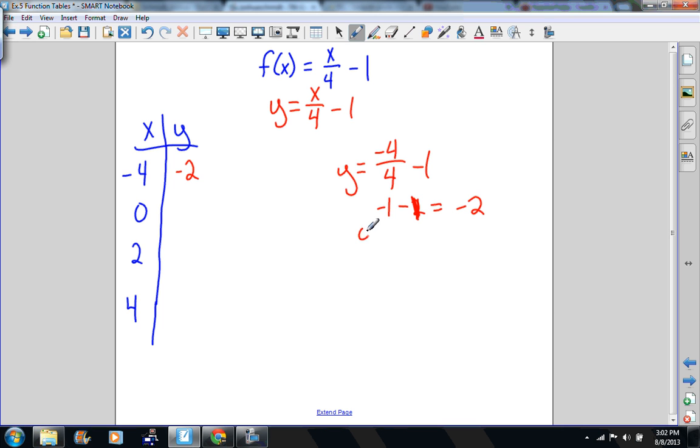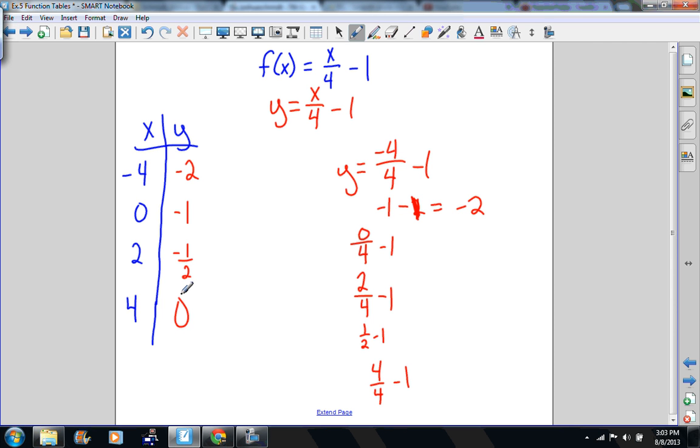For the next one, we can do 0 divided by 4 minus 1. 0 divided by 4 is 0. 0 minus 1 is -1. And now, once again, because we don't have a consistent table, we can't do the shortcut like we'd like to do. So we have to do 2 divided by 4 minus 1. Well, 2 divided by 4, that's 1/2. 1/2 minus 1 whole will be -1/2. And finally, 4 divided by 4 minus 1, well, that's 1 minus 1, which is 0.